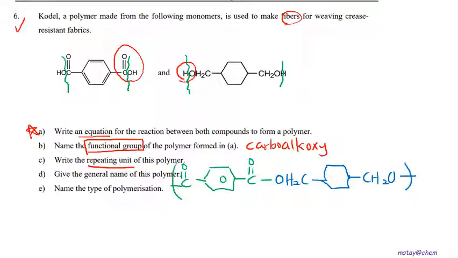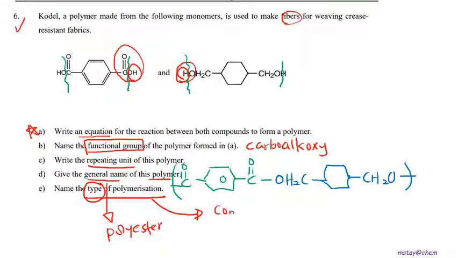Next, you are asked to give the general name for this polymer. Because we have the carboalkoxy, the general name for this polymer will be polyester. And then the question asks us the type of polymerization. Since the bond breaks between OH and H, they are going to form H2O, meaning elimination happens. So this is condensation polymerization.